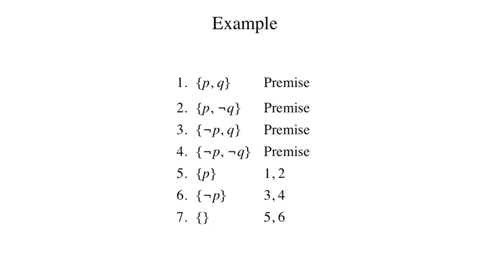As an example, consider the clauses P or Q, P or not Q, not P or Q, and not P or not Q. There's no truth assignment that satisfies all 4 of these clauses. Consequently, starting with these clauses, we should be able to derive the empty clause. And we can. The resolution derivation is shown here. We resolve the clauses on lines 1 and 2 to produce P, and we resolve the clauses on lines 3 and 4 to produce not P. We then resolve these 2 results with each other to derive the empty clause.